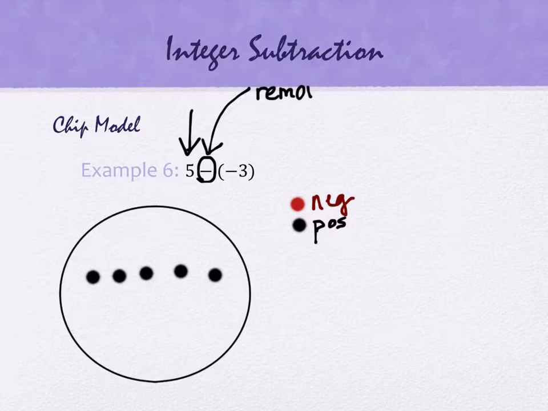And I'm supposed to remove what according to this right here? -3, which would be 3 red chips, right? I don't have 3 red chips to remove, do I? How am I going to remove 3 red chips if I don't have 3 red chips to remove? Well, somehow I got to have 3 red chips in there, correct? So consider doing this.